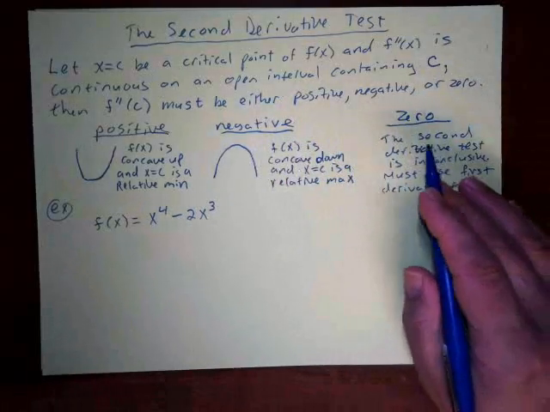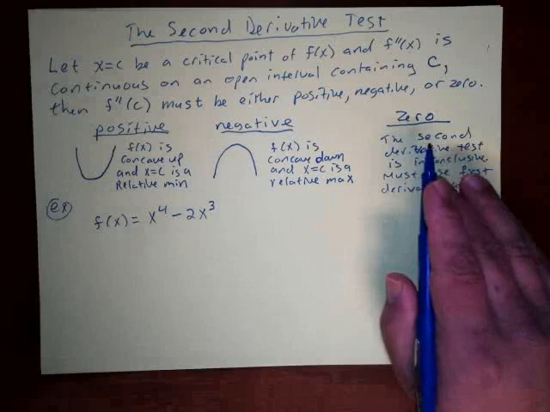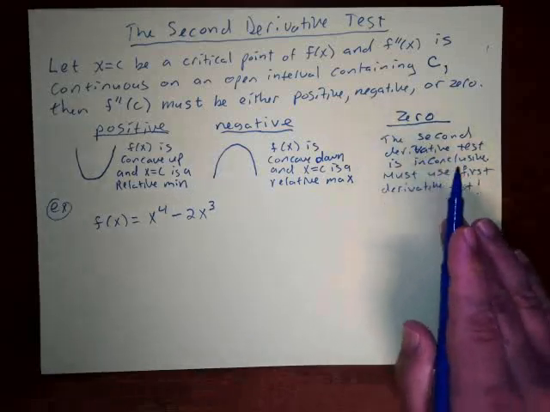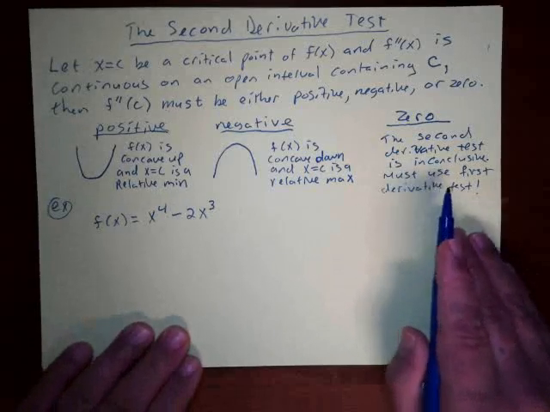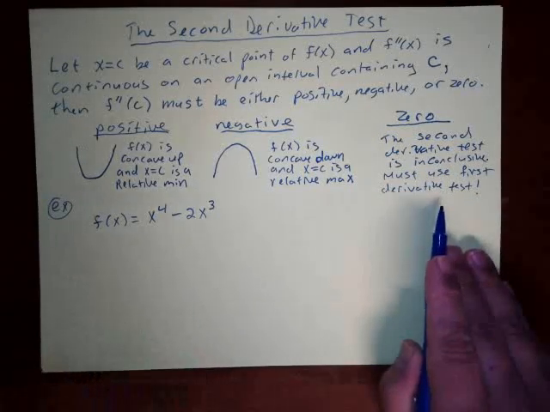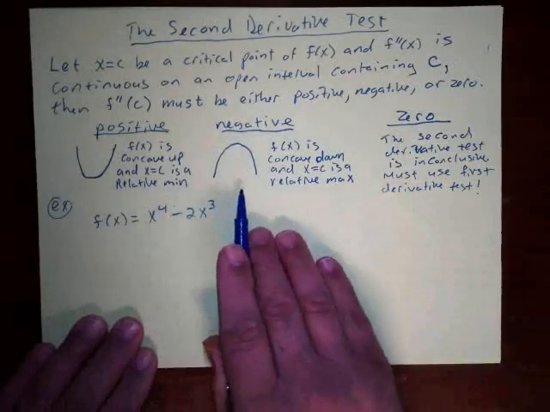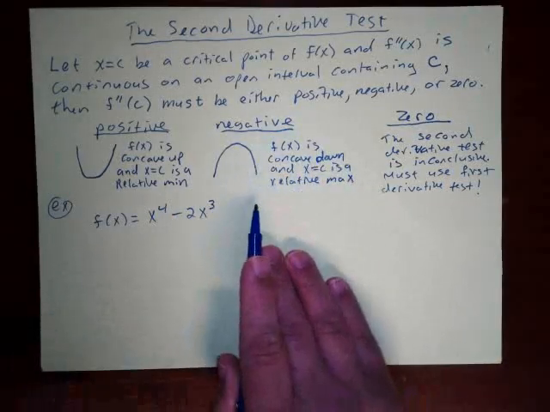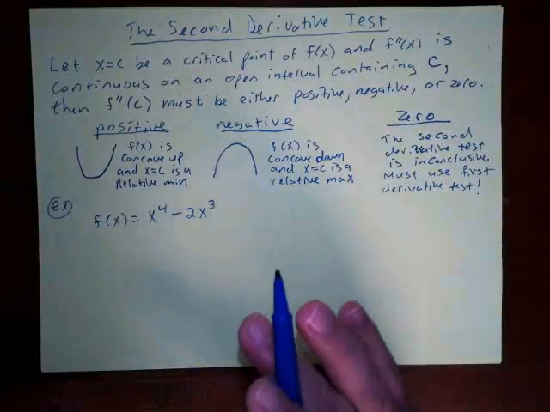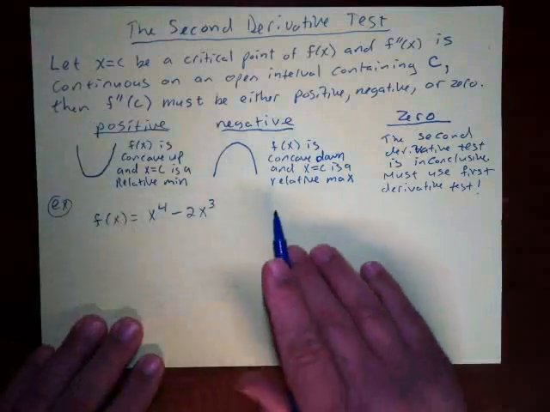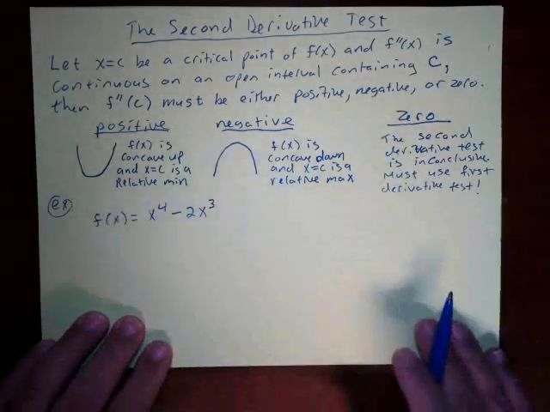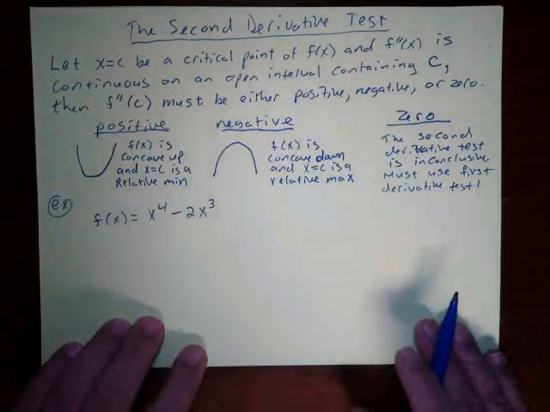And then finally, it could be that the second derivative is 0. In this case, the test is inconclusive, and you need to go back and use the first derivative test to determine whether or not there is a relative min or max. Okay, so if it's positive or negative, the second derivative test is going to tell you what the critical point is, whether it's a min or a max. But if it's 0, it's inconclusive, and you have to use the first derivative test.